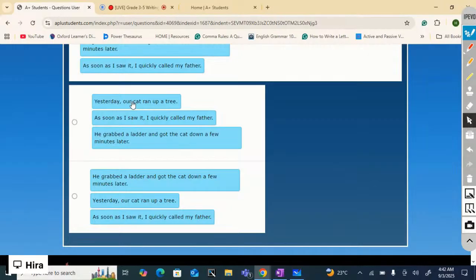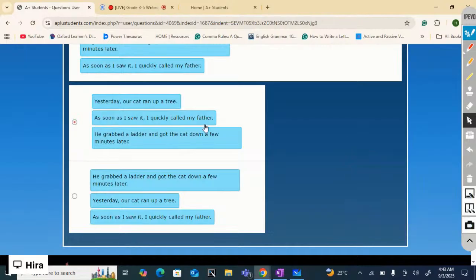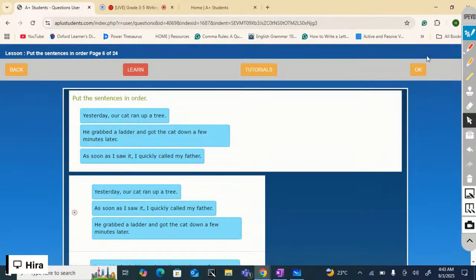So, the first option: Yesterday our cat ran up a tree. As soon as I saw it, I quickly called my father. He grabbed a ladder and got the cat down a few minutes later. So, this is the correct sequence of events.